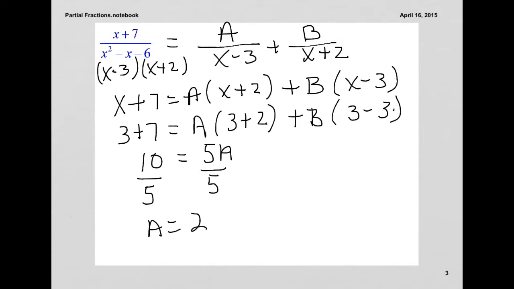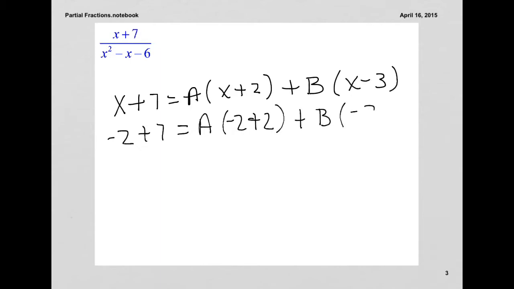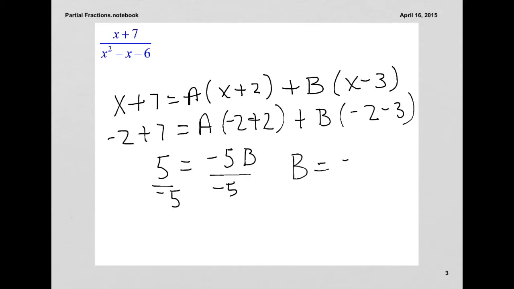Okay, now that we have the value for a, we need to find the value for b. Okay, last time we made the b 0, now we need to make the a 0. So that means I need to put in negative 2 for x. So that's negative 2 plus 7 equals a times negative 2 plus 2 plus b times negative 2 minus 3. Okay, negative 2 plus 7 is 5. A times 0 is 0. B times negative 5 is negative 5b. Divide by the negative 5, and b equals negative 1.